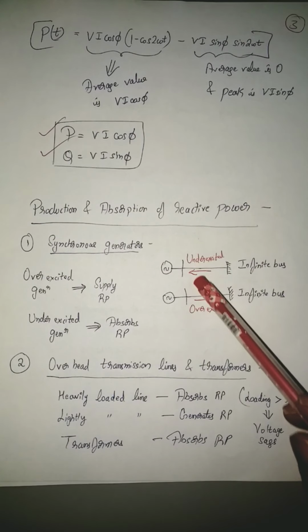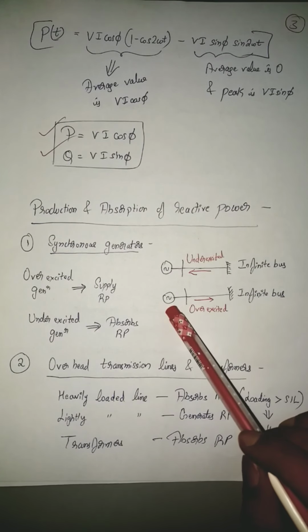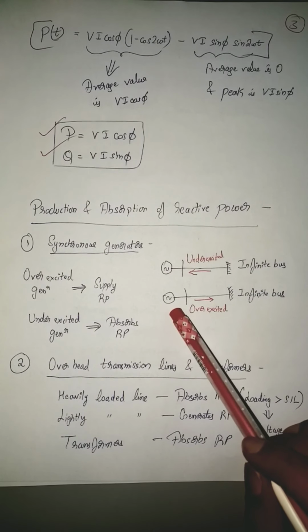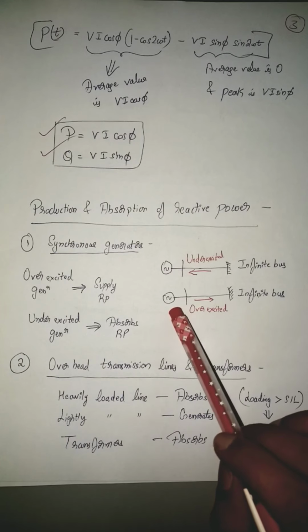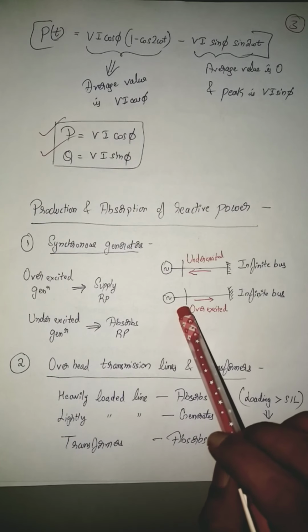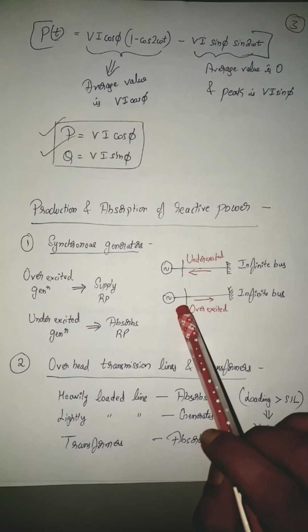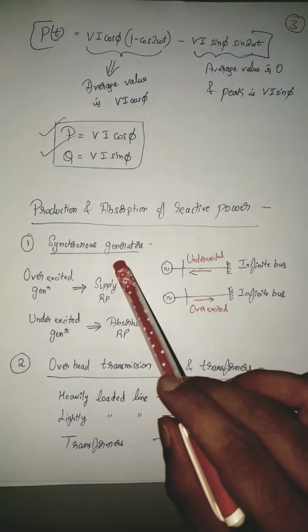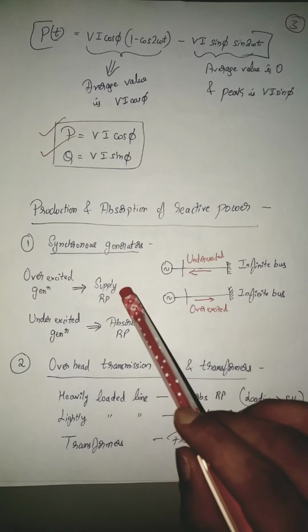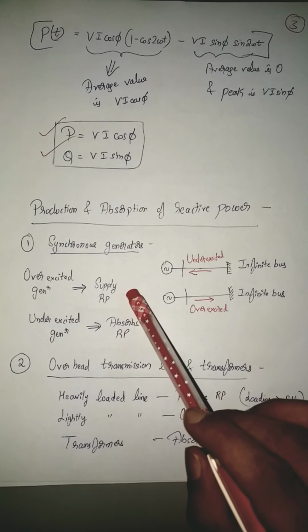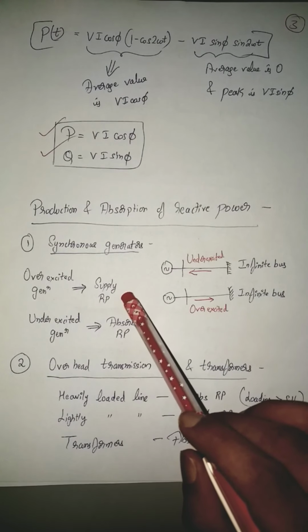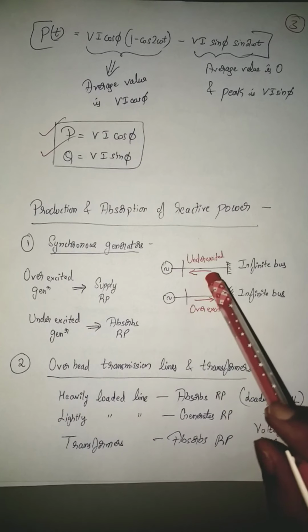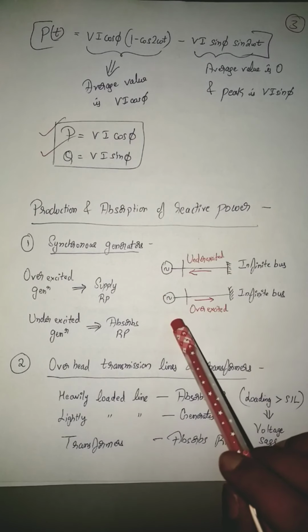On the other hand, whenever the generator is over excited, that is more field current or excitation current is supplied, it will act as a source of reactive power. It will start to supply the reactive power from itself to the grid. So the same generator can act as both a source of reactive power, or it can absorb or consume reactive power under the conditions. Under excited, it will absorb; over excited, it will supply.